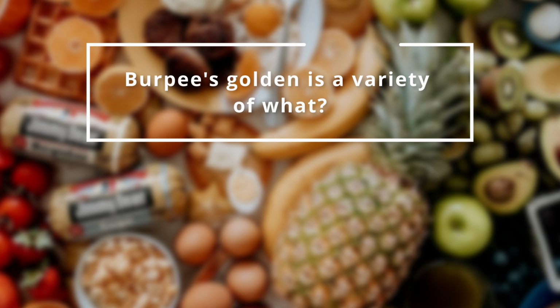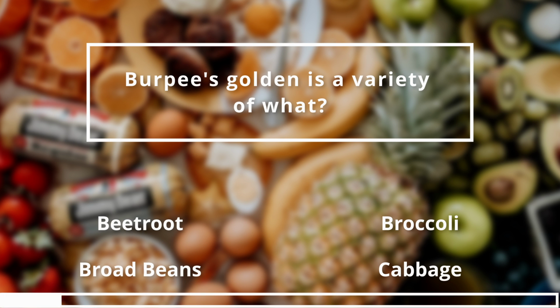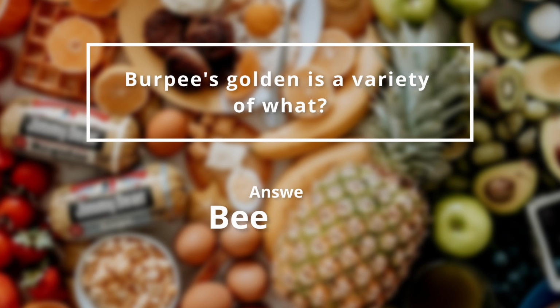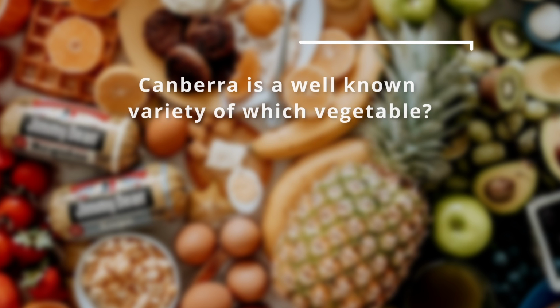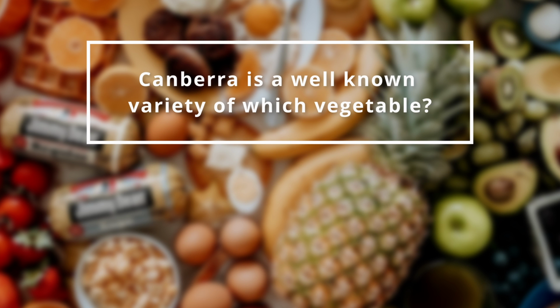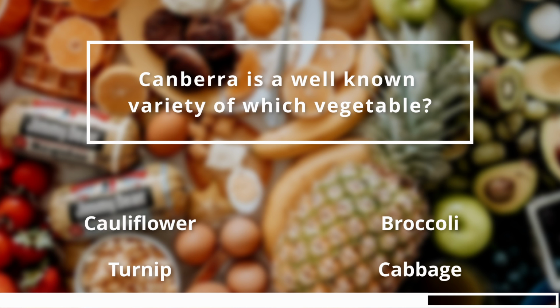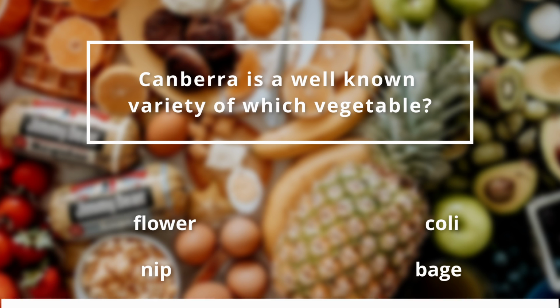Burpee's golden is a variety of what? Canberra is a well-known variety of which vegetable? C.